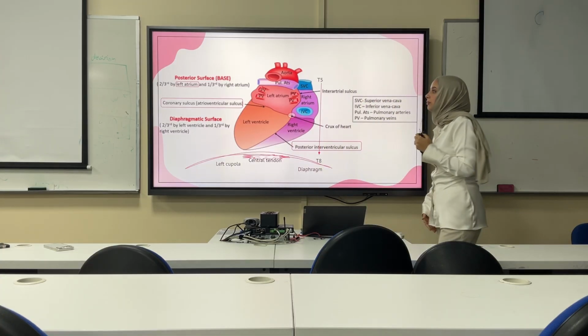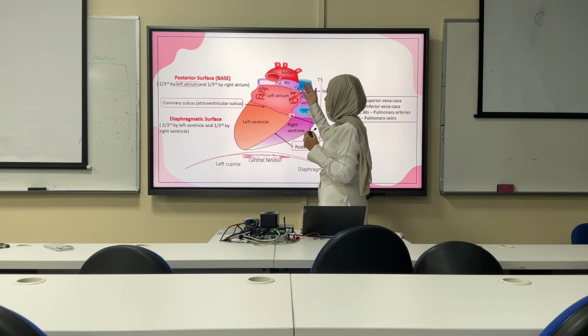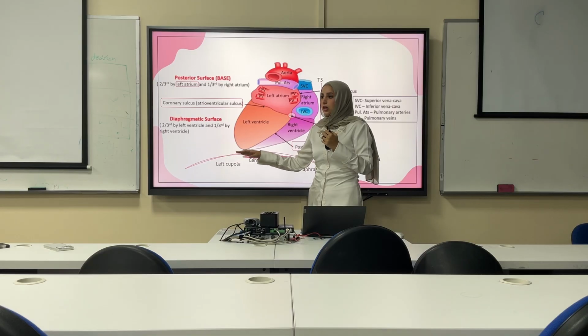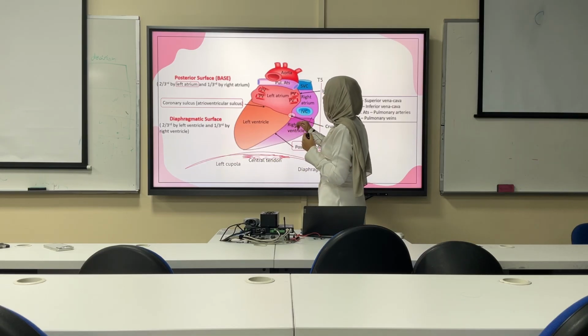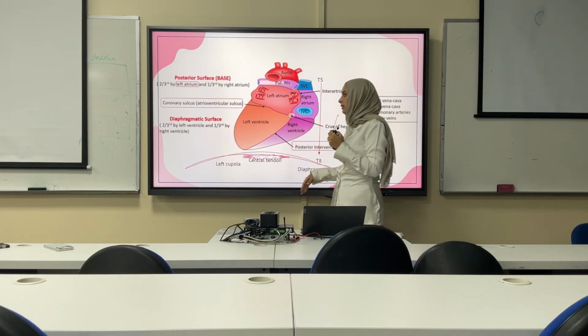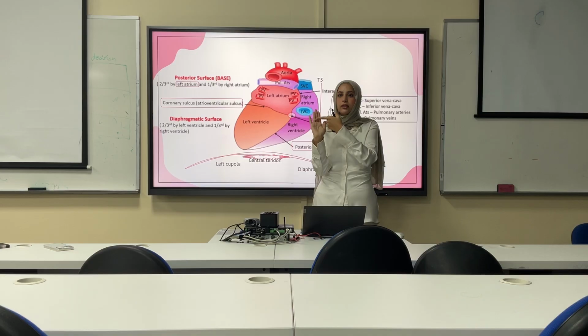Okay, so now this is from behind. How can I tell if this is the base or the diaphragmatic surface? You can tell because there's this coronary sulcus, where it separates the base from the diaphragmatic surface. Also, the heart is sitting like this. This is the diaphragm, it sits here. This is the diaphragmatic surface, and this side is the base, where it's posterior.